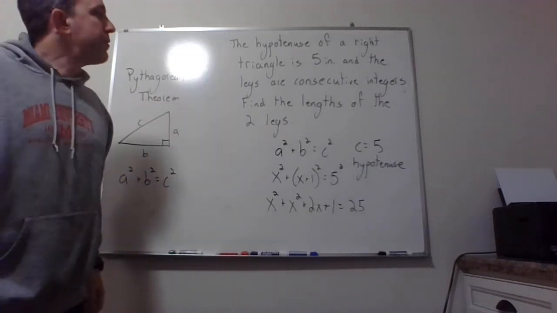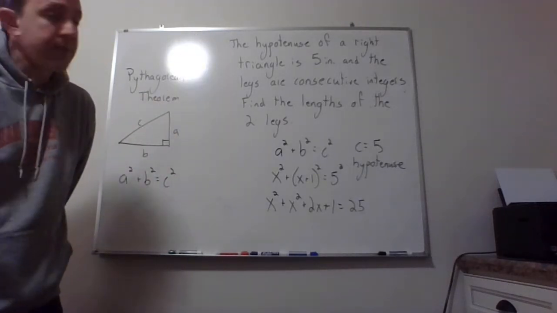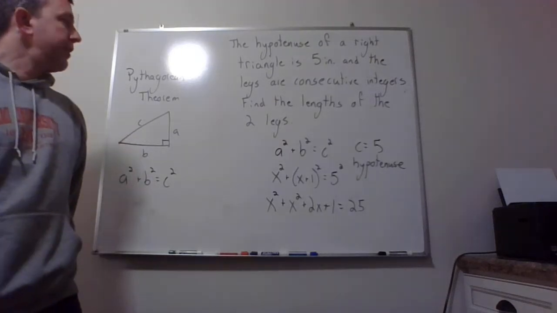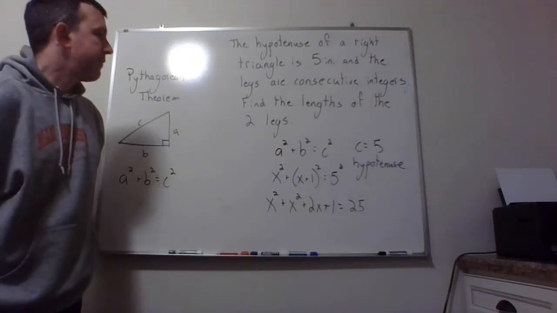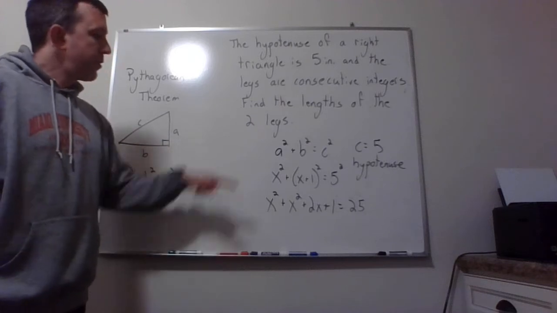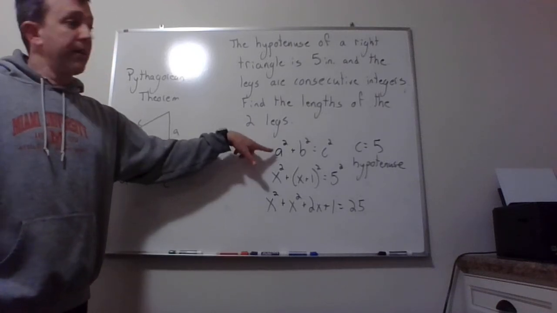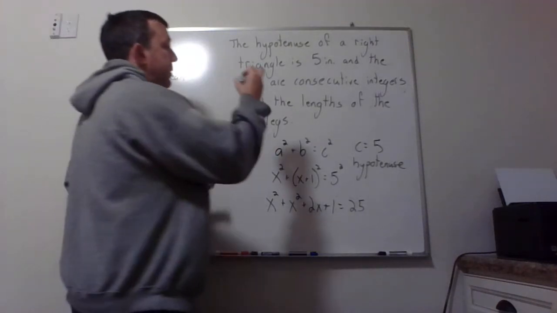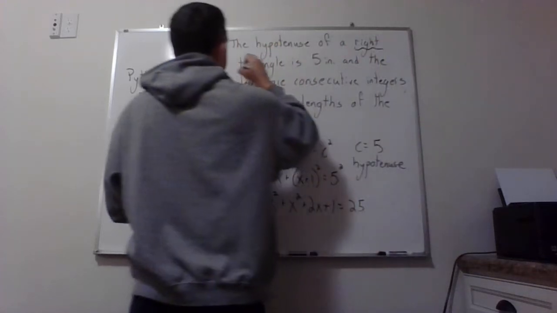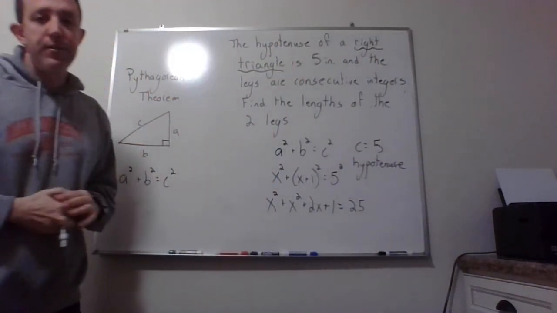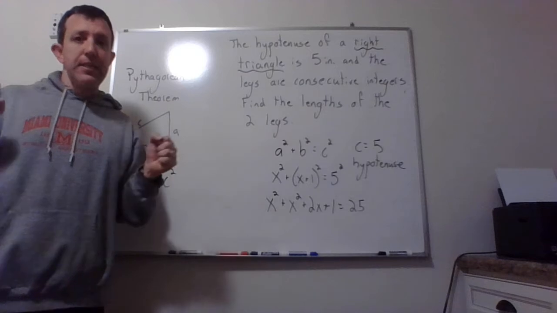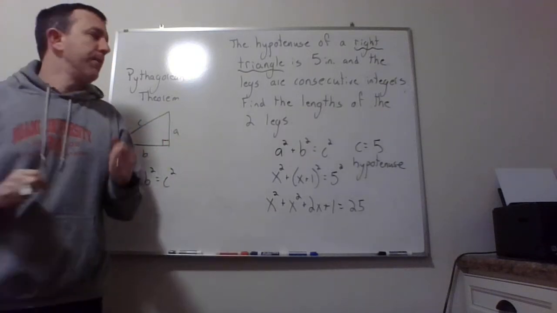It says the hypotenuse of a right triangle is 5 inches, and the legs are consecutive integers. Find the lengths of the two legs. So I know I'm going to be using my Pythagorean theorem because when it says it is a right triangle, that is just like a flashing neon sign saying use the Pythagorean theorem.